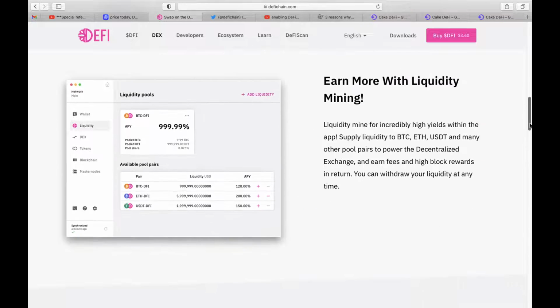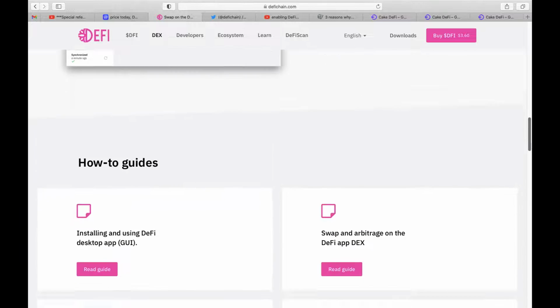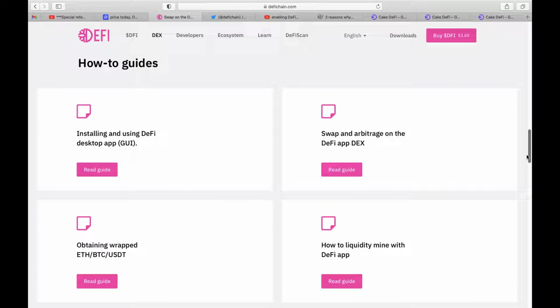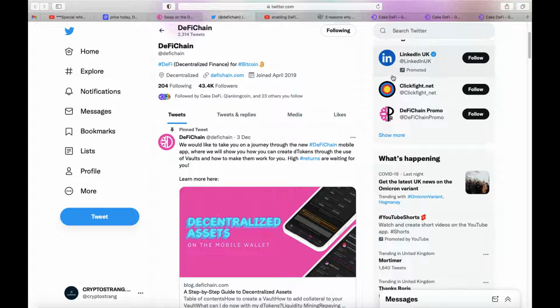We scroll through it. It states there are more on liquidity mining. It's got really nice how-to guides, you know, installing and using the DeFi desktop app, swap and arbitrage on the DeFi app DEX, obtaining wrapped ETH, BTC and USD Tether, and how to liquidity mine with the DeFi app. Also, I follow them on Twitter.